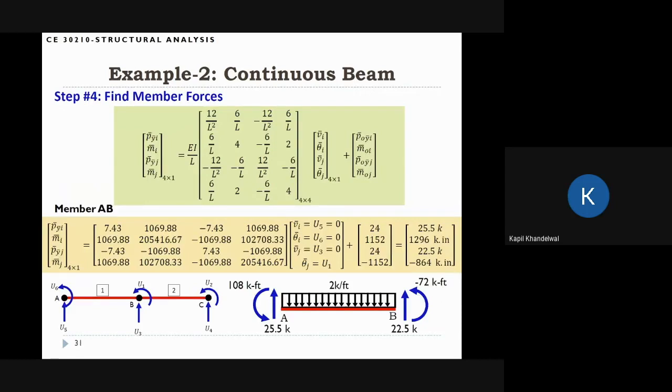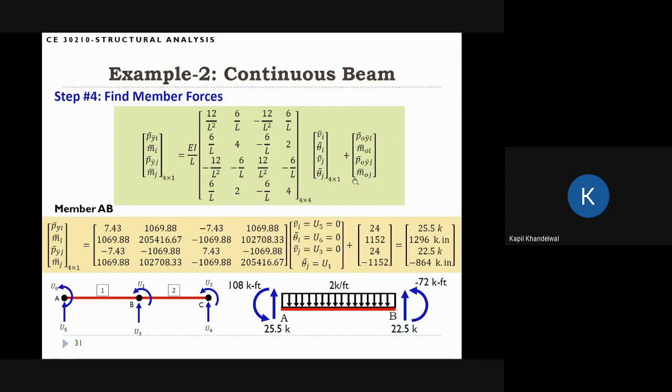Finally, we want to actually go forward and find the member forces. In this case, the member forces means we want to find the four forces, Pyi, Mi, Pyj, Mj. To find the member forces, we have to take the stiffness matrix multiplied by the displacement vector and add all the fixed end forces if they were there.